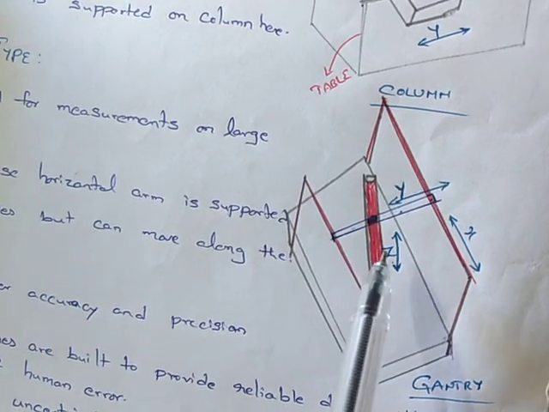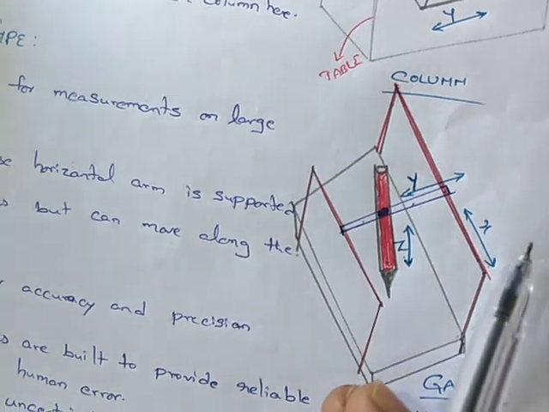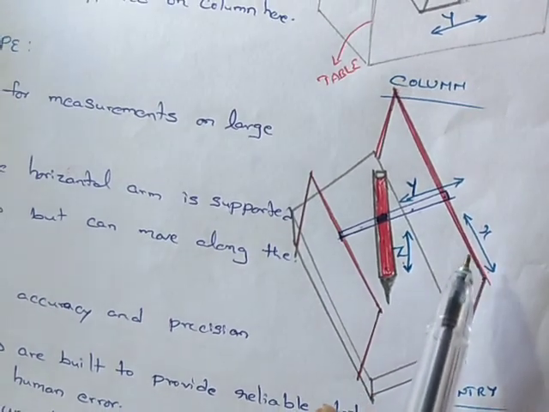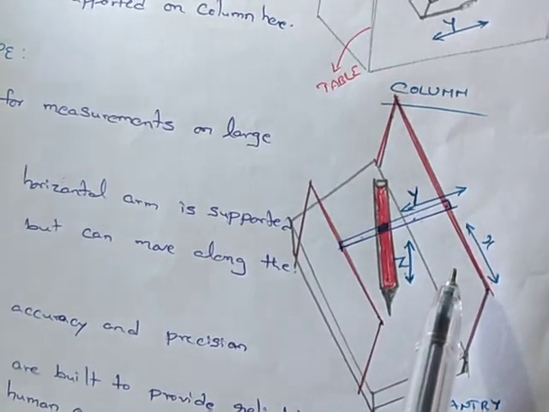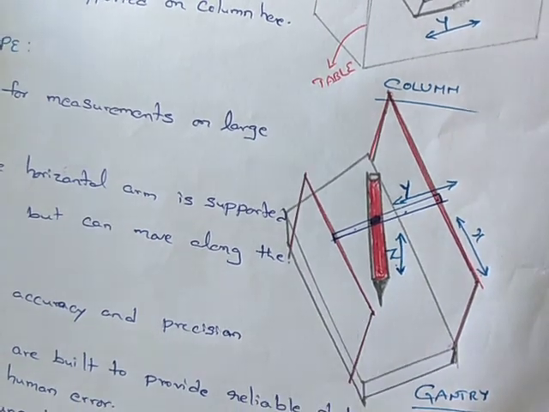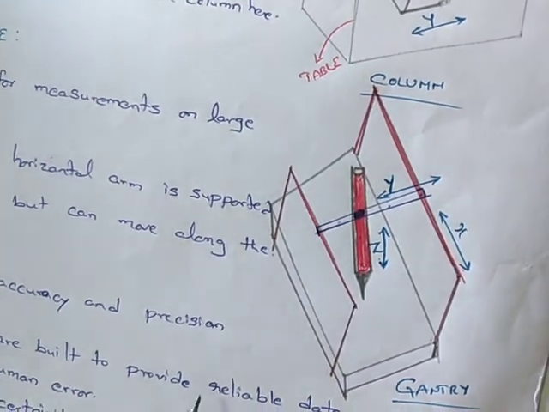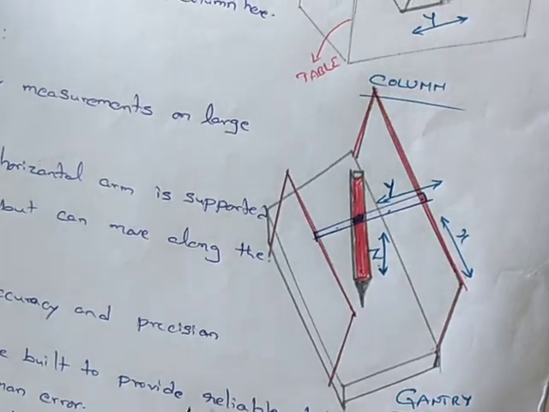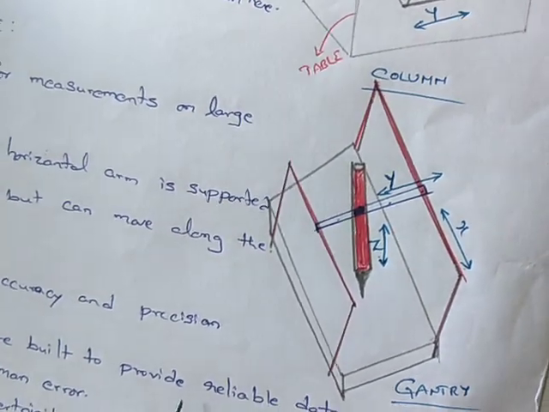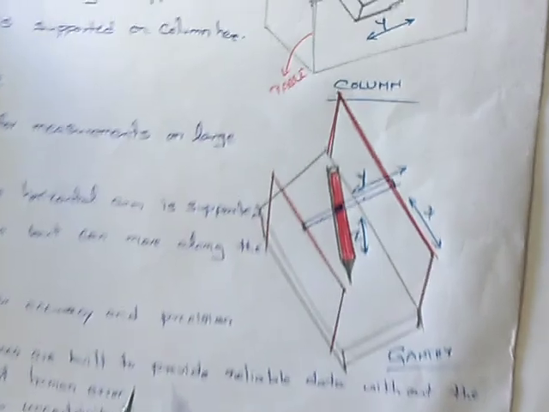So we have discussed all four types: cantilever type, bridge type, column type and gantry type. Overall, these machines are built so as to provide reliable data without the possibility of human error. They have low uncertainty, minimal friction and vibration free movements.